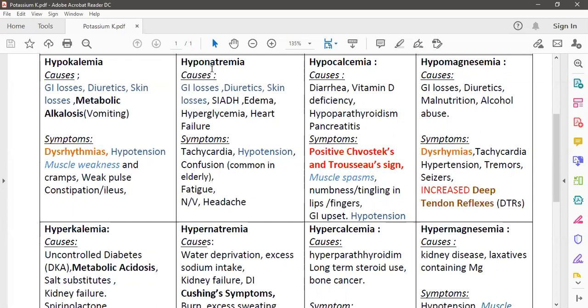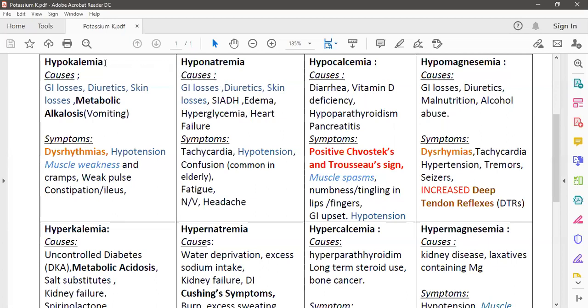Like hyponatremia, the common causes are also GI losses, diuretics, and skin losses, right? It's the same, but some are extra. One is called SIADH, which is basically an endocrine disorder. Edema, hyperglycemia, and heart failure can also cause hyponatremia. But let's get back to hypokalemia first.